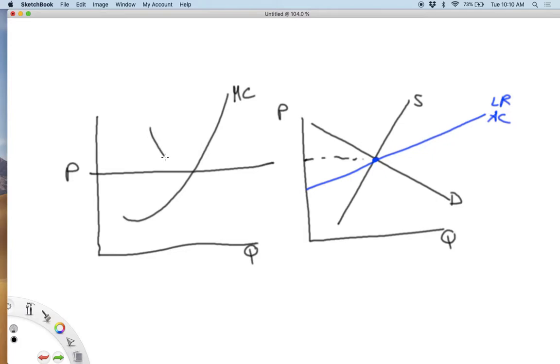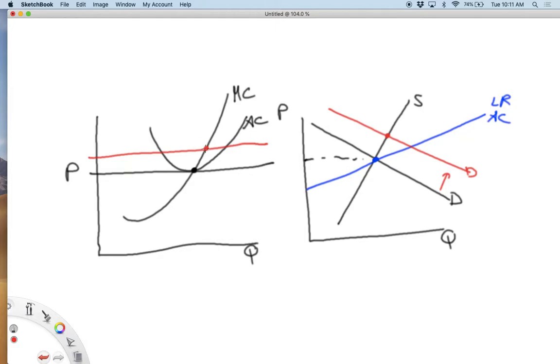Let's make it nice. Here's my average cost. Okay, so I'm breaking even. I'm in long run equilibrium. Okay, let's say now something changes. The product becomes very popular. Demand shifted to the right. Price goes up.